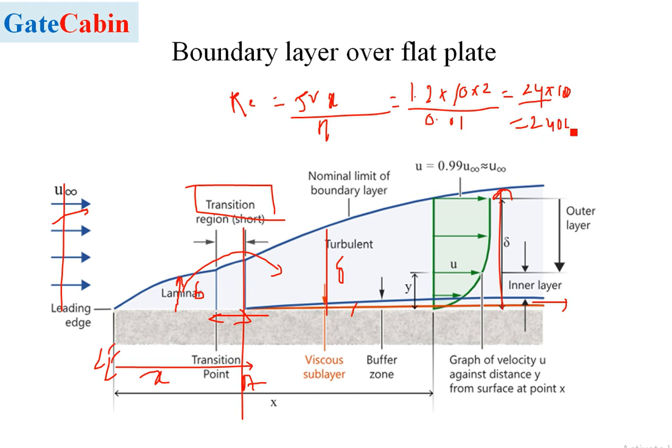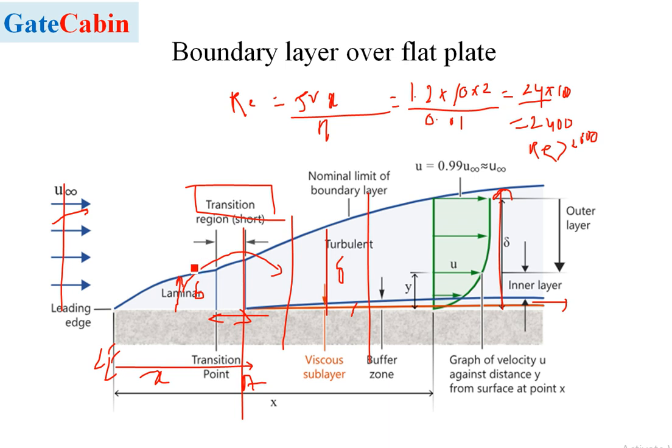Okay, so we know that if the Reynolds number is greater than 2000, the flow becomes turbulent. So this length scale will typically lie somewhere here, within the turbulent region, because the Reynolds number is more than 2000, which is 2400.